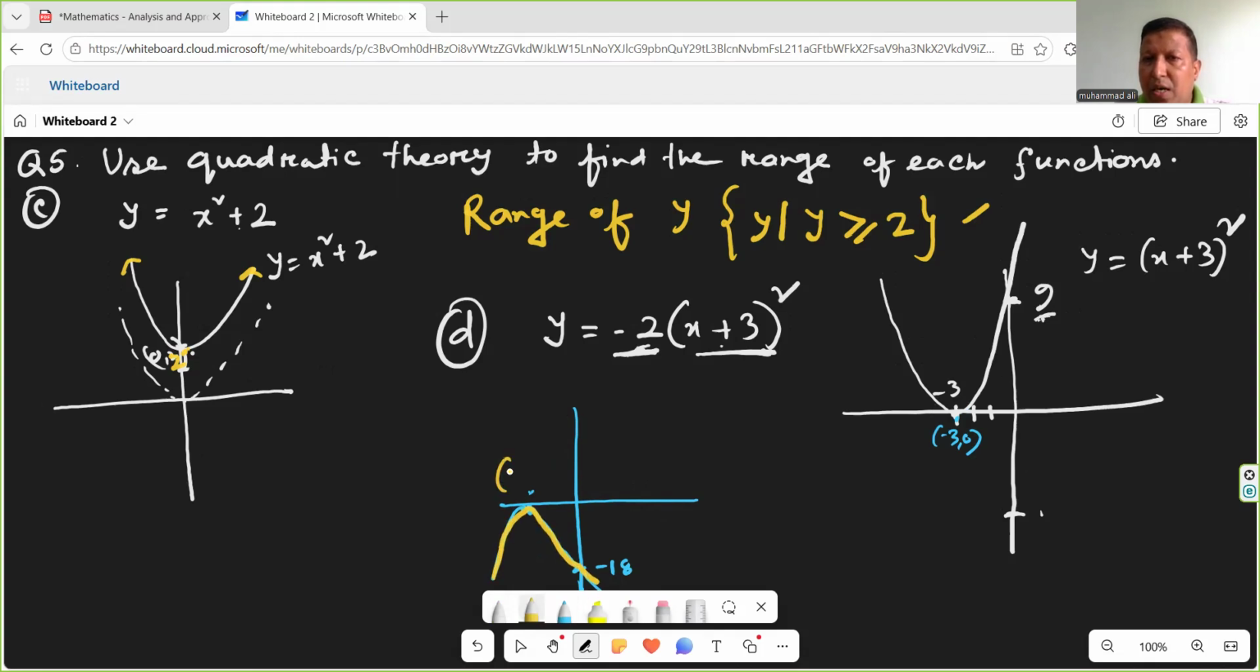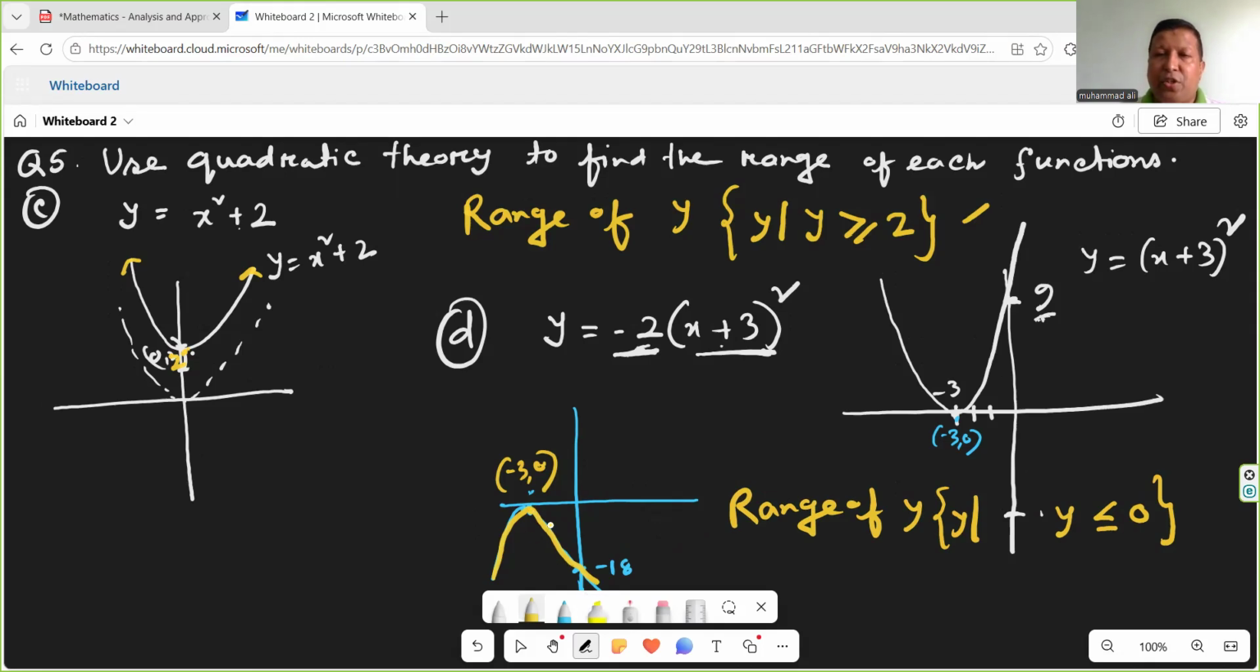So this is minus 3 is 0, minus 18. Okay, it passes to minus 18. So we have to say here y value is 0. So range of y such that y less than equals to 0, because here the highest value of this curve, y value is 0. Other values are less than 0. That's why we have to say y less than equals to 0.